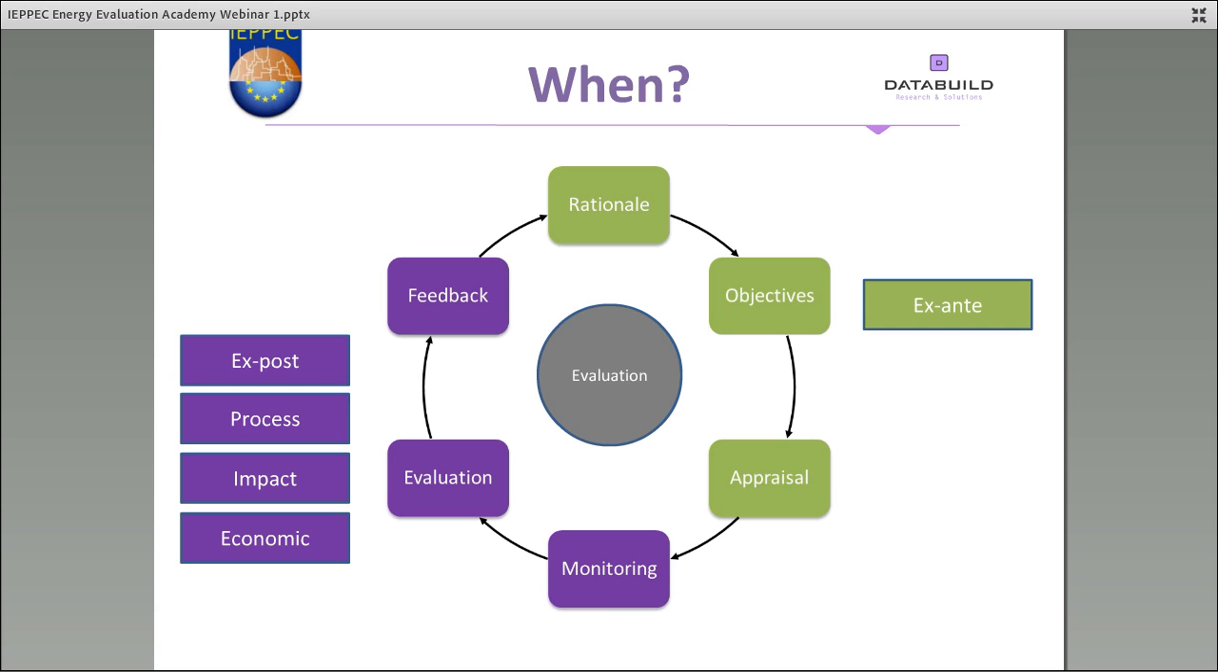So you develop a rationale, set objectives and appraise those objectives. That's also known as ex-ante evaluation. You monitor what's going on. You formally step back and think about it. You feed back into the policy process. That's what's known as ex post evaluation. Ex post evaluation normally consists of three elements: process evaluation, so how has it gone, impact evaluation, what's been achieved, and economic evaluation, was it value for money?